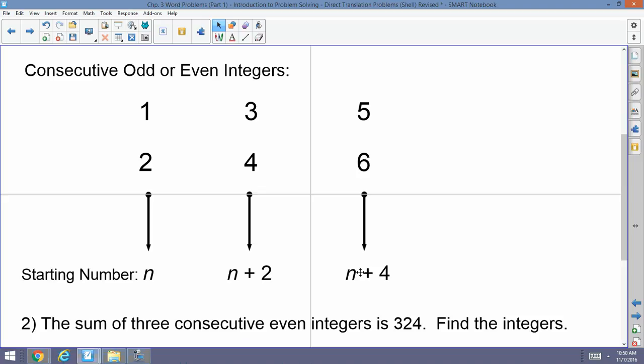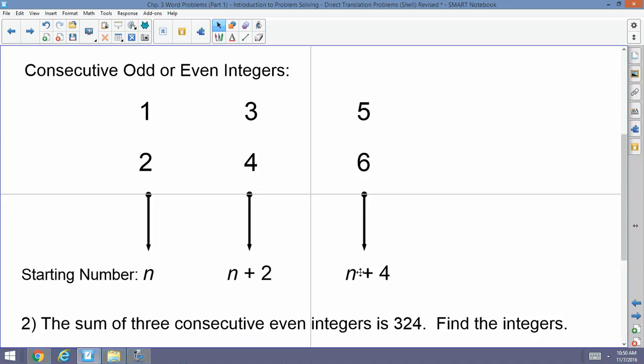N plus 2, n plus 4. Because remember, guys, consecutive integers are just one away from each other. But when we're going from consecutive odds or consecutive evens, think about it. From one odd number to the next, am I not adding 2? From 17 to 19, what did I add? 25 to 27. Same thing with even numbers. From 8 to 10, what did I add?